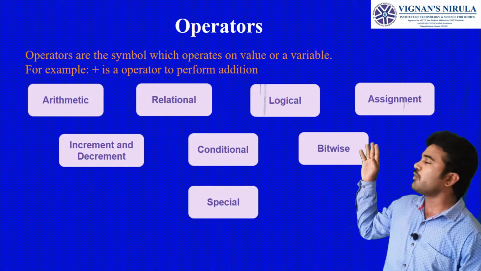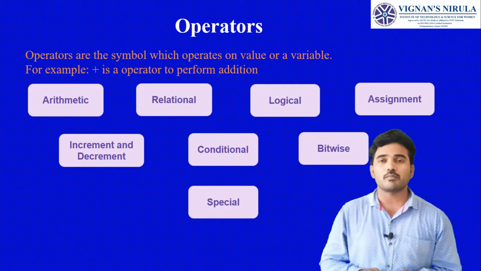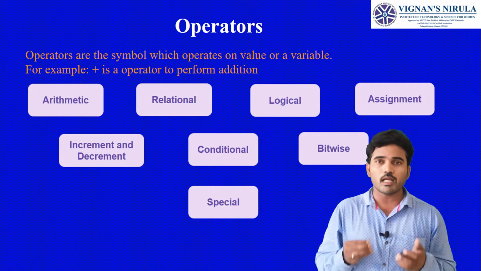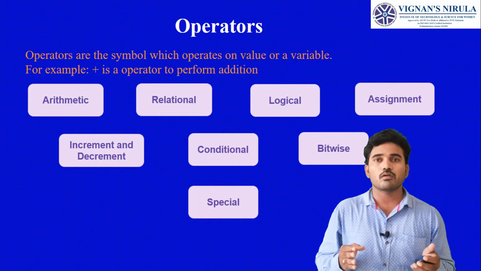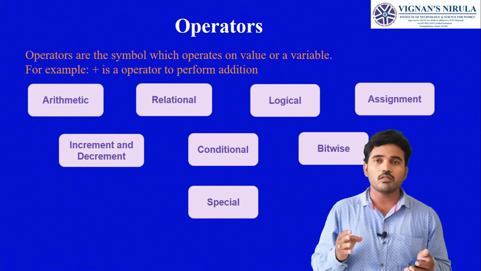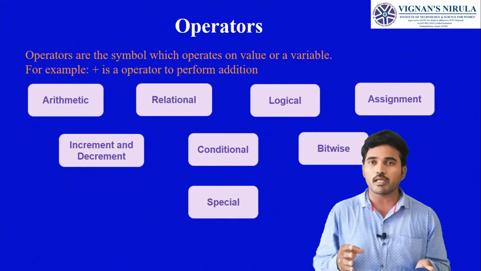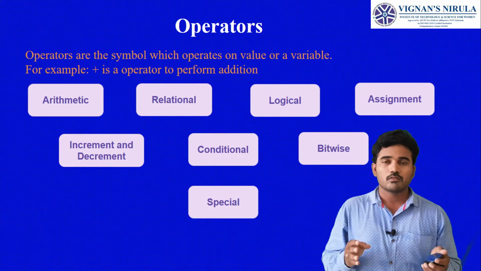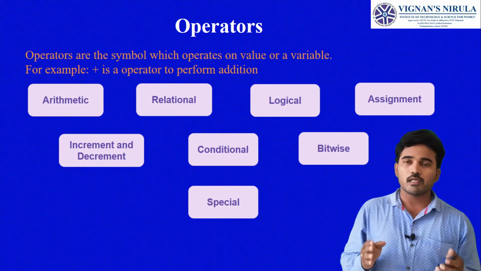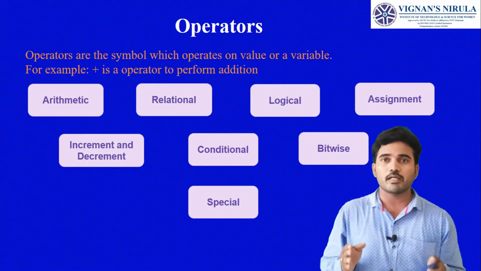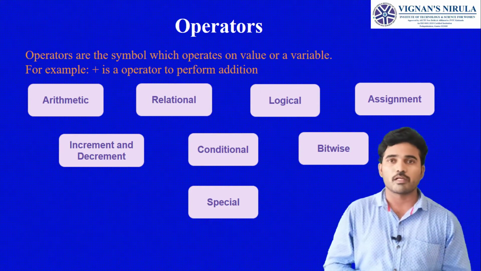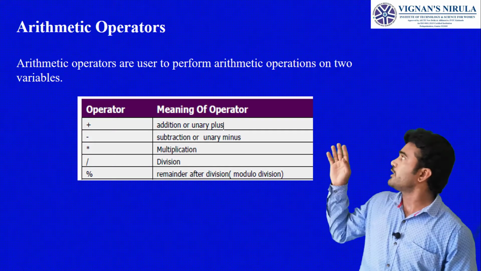Now coming to the operators to be used in JavaScript. Before discussing the operators used in JavaScript, first we will have a brief discussion about the operators you know previously. Different types of operators are available in C language, C++, or Java: arithmetic operator, relational operator, logical operator, assignment operator, increment decrement operator, conditional operator, bitwise operator, and the last one is special operator. So, coming to the arithmetic operators.